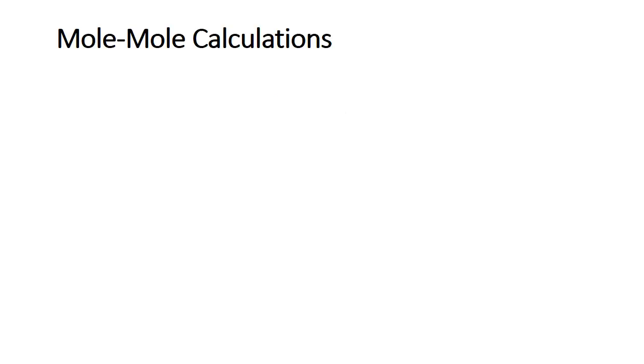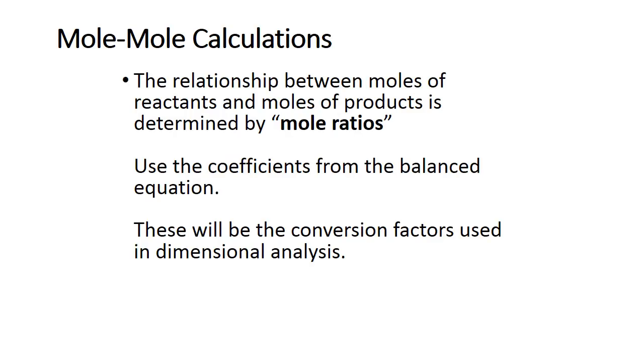So let's look at a mole-to-mole calculation. So we're going to use the mole ratios. We're going to use a relationship between moles of reactants and moles of products. And we're going to use what is called a mole ratio. To get that mole ratio, we're going to use the coefficients from our balanced equation. And these are what we will use as our conversion factors when we do dimensional analysis.